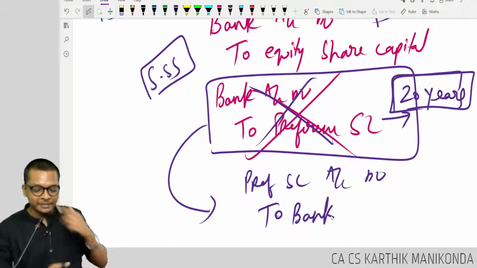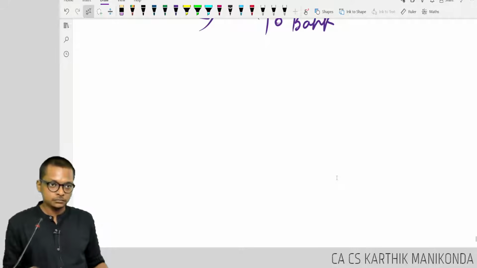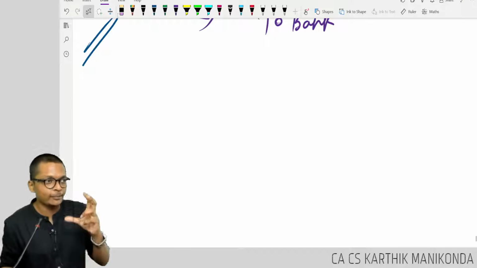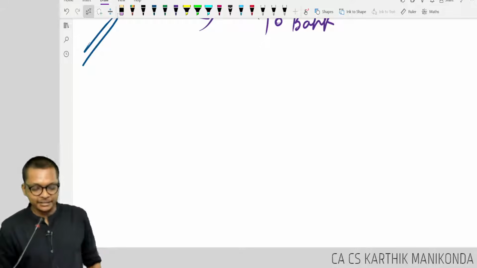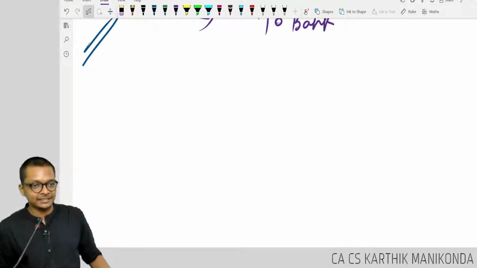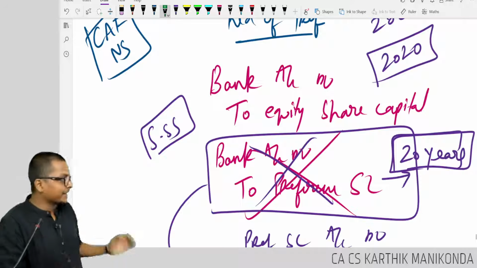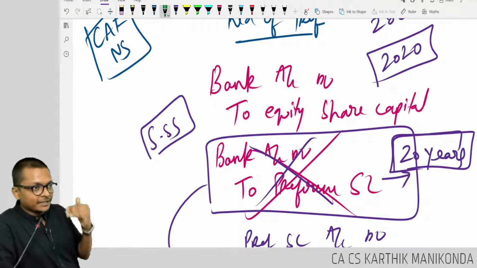Rights how many entries? Rights no entry. Rights where I taught you entry. No entry. It's only computing theoretical ex-rights price. Preference shares, there are 4 entries, guys. Okay. Now look at this carefully. I gave you these entries without the amount. Now let me give it with amount.